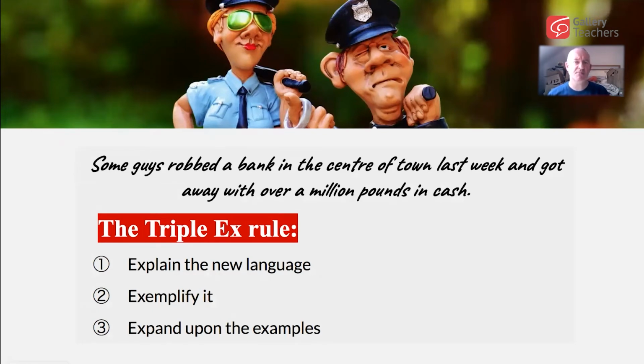What you've seen me do here is parts 1 and 2 of what I've come to call the triple X rule. Makes it sound a bit sexier and a bit more exciting if you call it the triple X rule, but it's not actually that exciting. But it basically means explaining the new language in the context in which the students have encountered it. So, you know, if you get away with £1 million in cash after a bank robbery, you steal it, you escape, you keep it, you don't get caught.